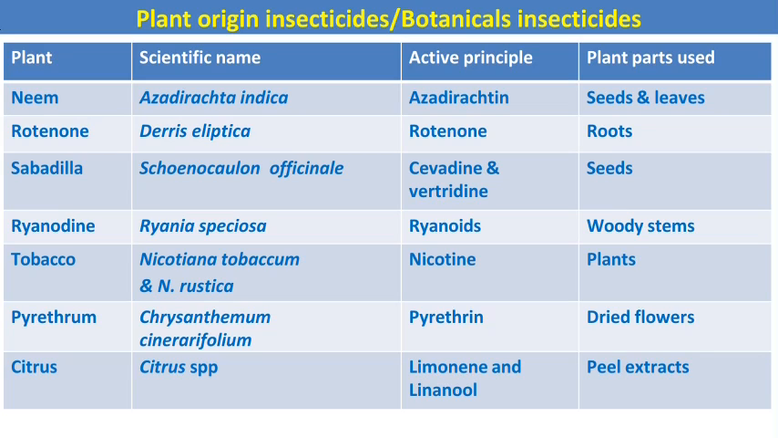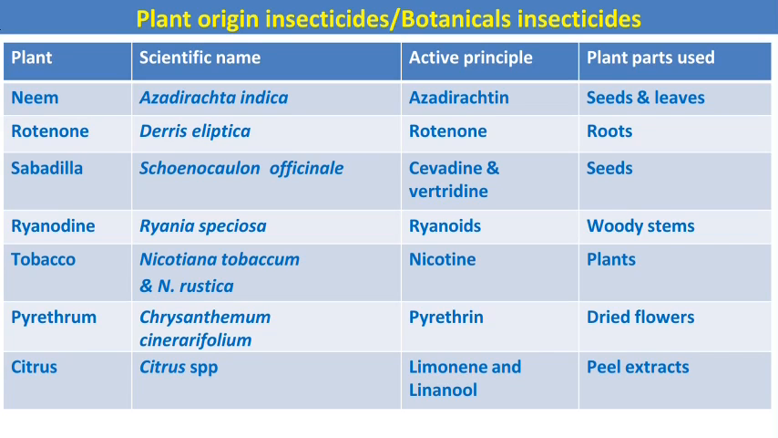Then the next category is botanical insecticides. Botanical insecticides means some toxic compounds which are isolated from different trees or different plants. That toxic compound has some insecticidal properties. In that, the first one is neem. The neem contains azadirachtin, that is the toxic compound which has insecticidal value and which is isolated from seeds and leaves.